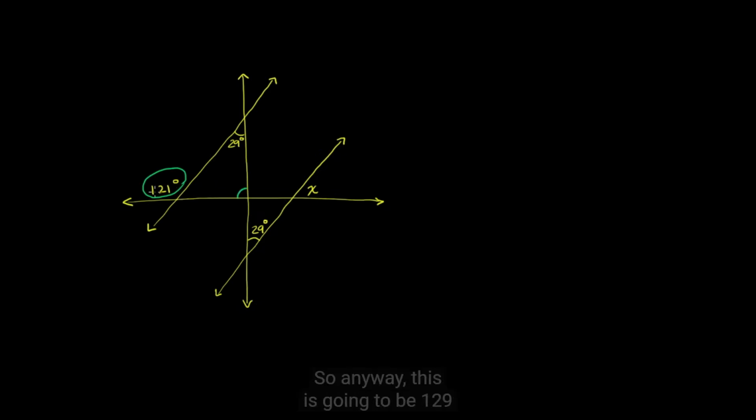So anyway, this is going to be 121 minus 29, which is going to be 92. And if this is 92, then this is also going to be 92. And then if this is x, then this is also going to be x.